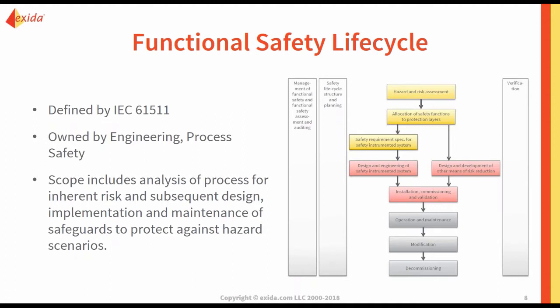Many of you are very familiar with the functional safety lifecycle, but we're going to take a look at it and do a deep dive into the similarities between the life cycles. This one is defined by IEC 61511. It's usually owned by engineering or process safety in a corporation. Obviously the scope includes analysis of the process for inherent risk, and then subsequent design, implementation, and maintenance of safeguards to protect against hazard scenarios. These safeguards can include alarms, pressure relief devices, safety instrumented functions, and so forth.